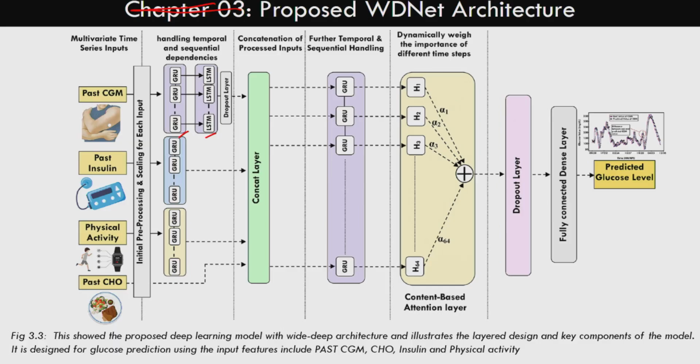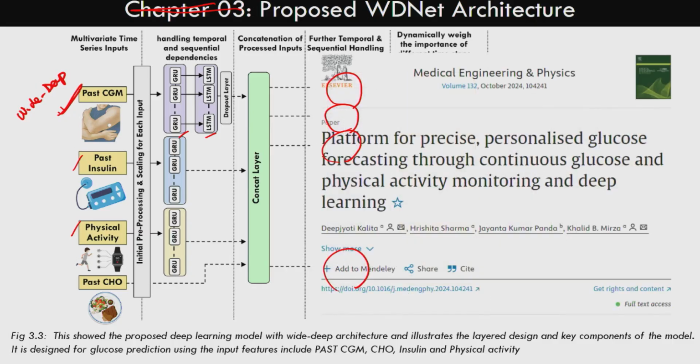We observed that if we use a wide and deep approach, where all the inputs do not go through all the layers and you treat each input differently, it works better, because CGM data requires more processing compared to insulin and physical activity. So the number of layers that CGM passes through is more compared to that of insulin, physical activity and CHO. We used a combination of GRU and LSTM, and that led to better performance compared to only LSTM or only GRU.